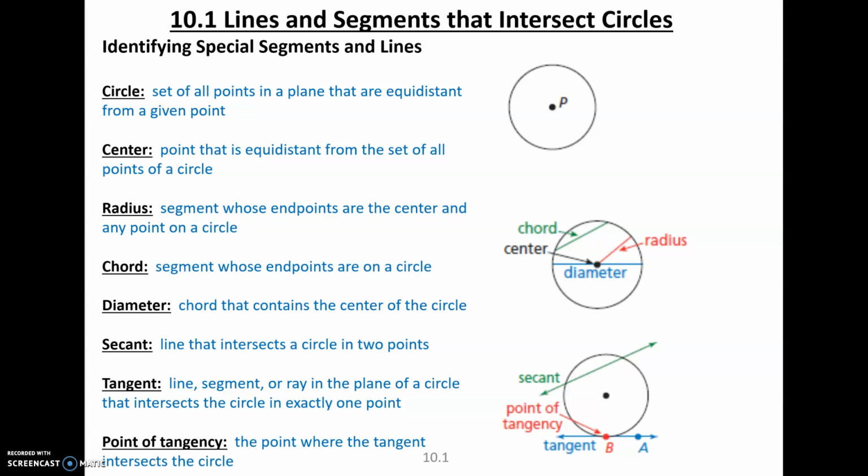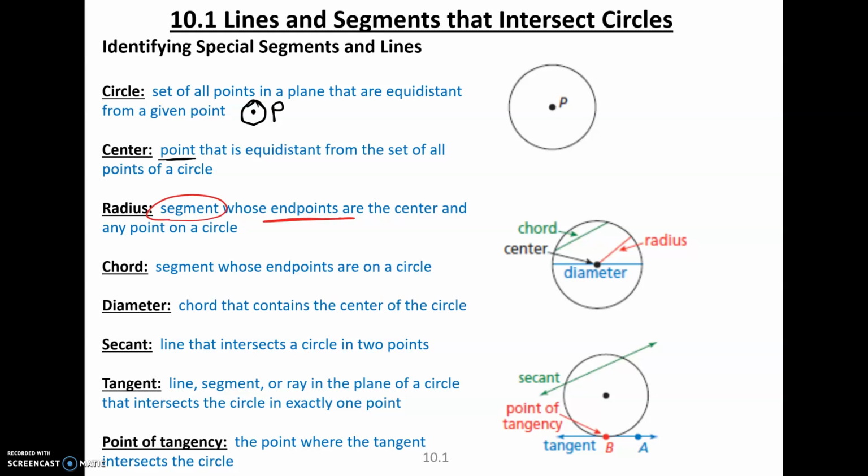So remember, your circle is a set of all points in a plane that are equidistant from one point. So we label that using the circle icon, and then we label it with the center of the circle. Remember, the center of the circle is that one point that is in the middle. It is equidistant from all of the other points in the circle. Then we have our radius. So the radius is a segment.